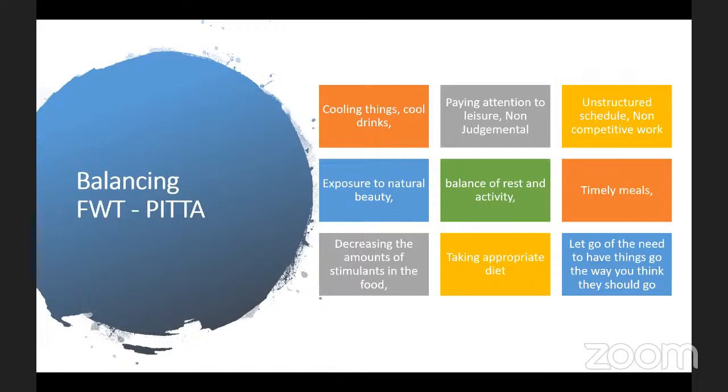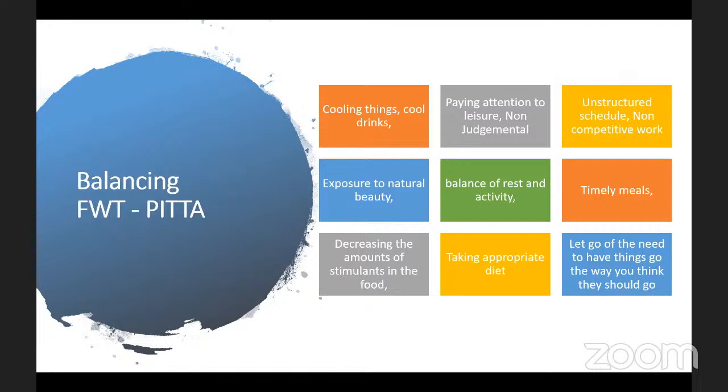So we need to put them in an unstructured schedule, ask them to go with the flow without any competition, ask them to expose themselves to natural beauty, soothing, calm nature. They have to balance rest and activity. They have to eat meals in time, decrease the amount of stimulants in the food. Stimulants like caffeine, even drugs and all those things, cigarette, anything which stimulates the brain will increase pitta, which causes imbalance. Taking appropriate diet is very important.